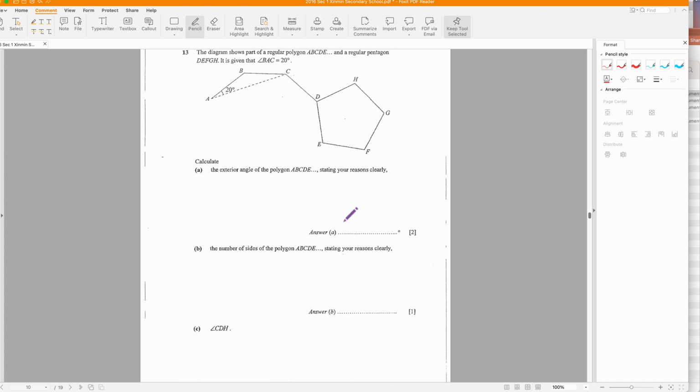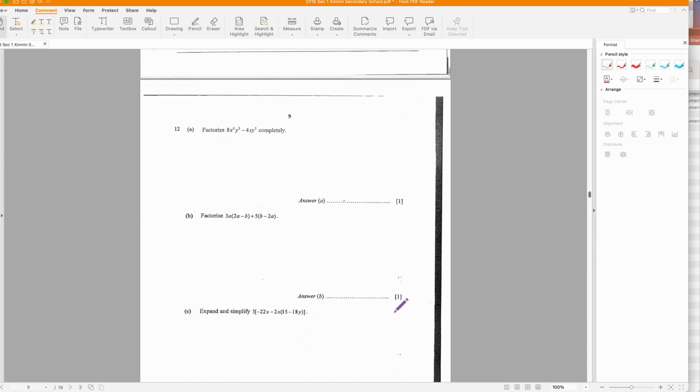Do you have a problem with this question 13? I don't think so. Yeah, this is very easy. You just find one of them. Then you can find the exterior angle, which is 180 minus this one, right? Yeah. So this one is very easy. This one is the most common one.